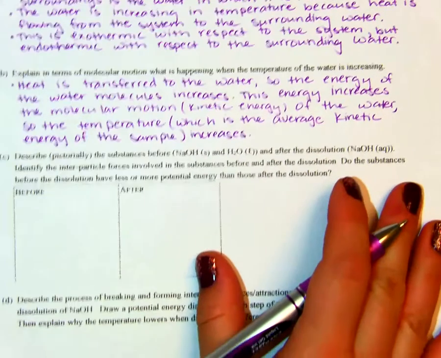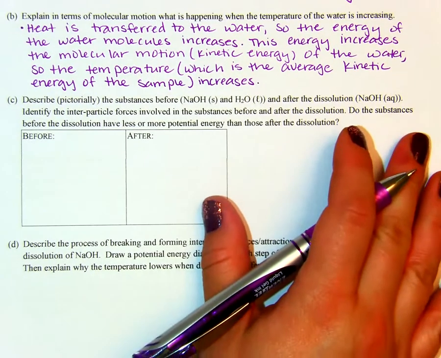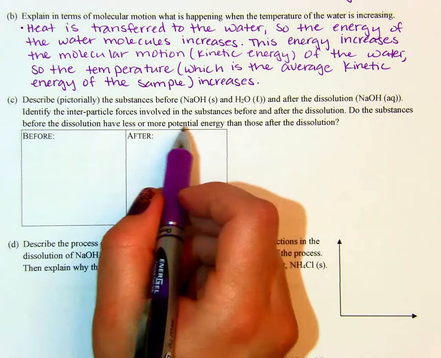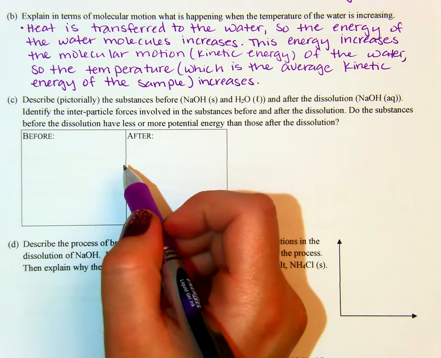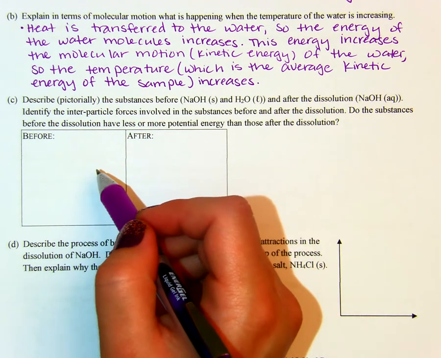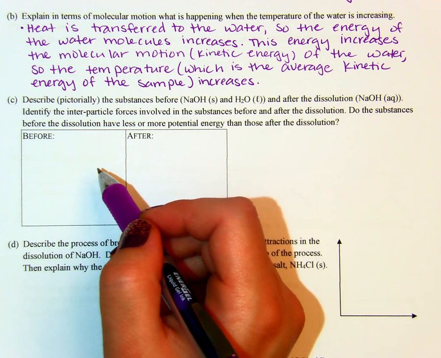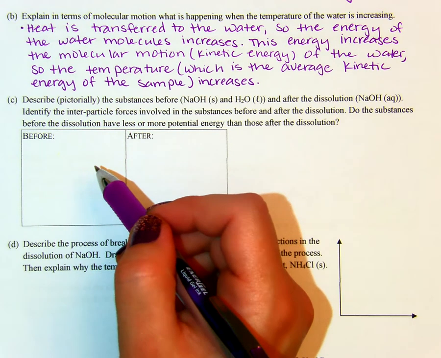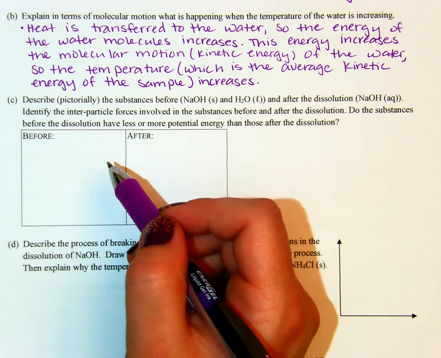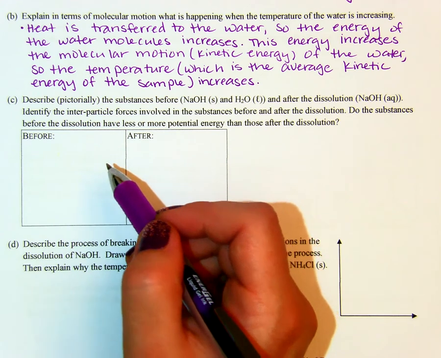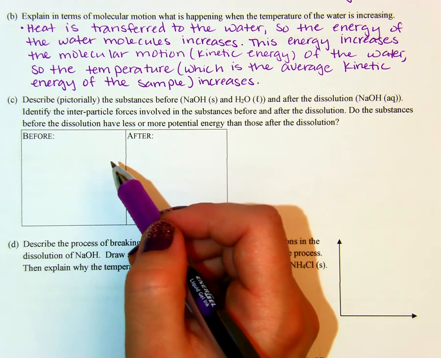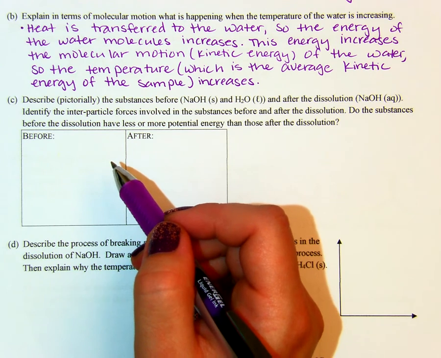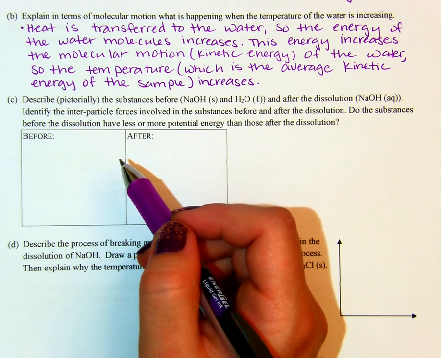All right, so let's start looking at this on a more molecular level here. So describe in picture, so we're going to draw the substances before, so just the sodium hydroxide solid and the liquid water, and after the dissolution of sodium hydroxide, so forming the aqueous solution. Identify the interparticle forces involved in the substances before and after the dissolution. Do the substances before the dissolution have less or more potential energy than those after? Well, let's take a look at it.